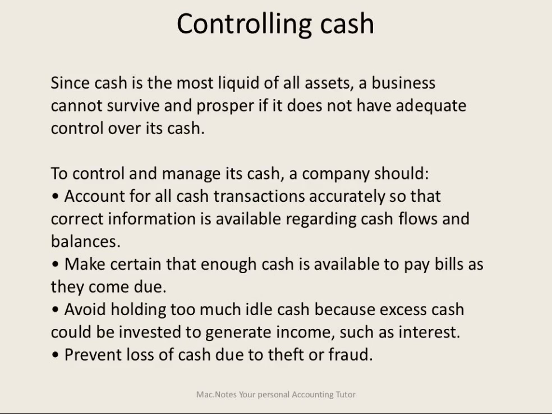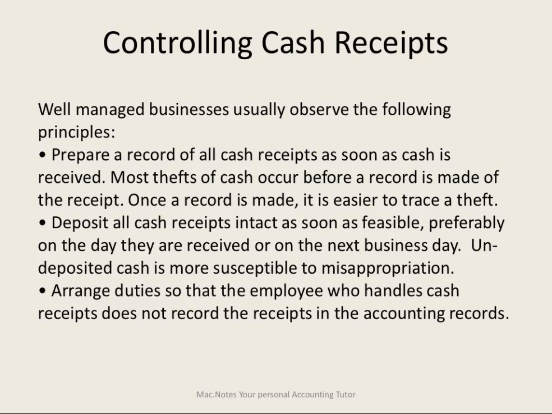So to control and manage cash, the company should account for all transactions accurately. Make sure that there's enough cash available to pay bills as they come due. Avoid holding too much idle cash on site in order to prevent loss or theft or fraud. To control cash receipts, prepare a record of all cash receipts as soon as cash is received. Most thefts of cash occur before a record is made of the receipt. Once a record is made, it's easier to trace the theft. Deposit everything in the bank, okay, so that the bank now has a record of what was received.